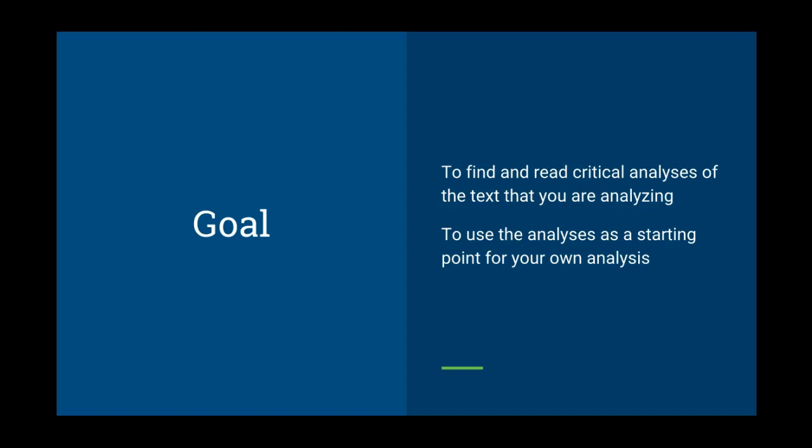The goal of research for literary analysis is to find and read critical analyses of the text that you are analyzing. For this paper, you're going to be reading about and analyzing Antigone, as well as a second text that you choose to compare thematically. The next goal is to use the analyses that you read as a starting point for your own analysis. So you will explore the ideas that are explored within those critical analyses and use that as a starting point for your own commentary.